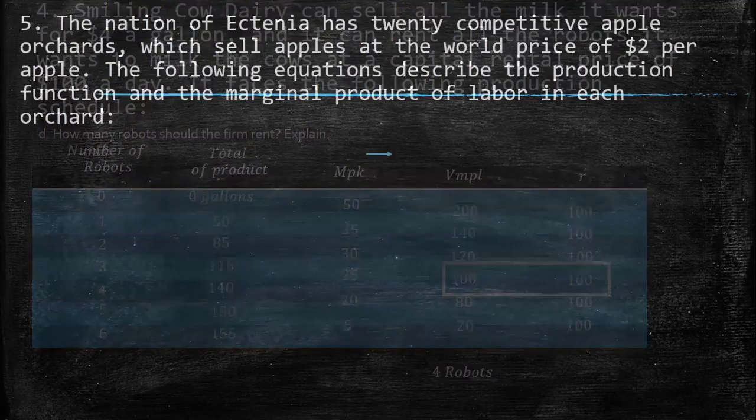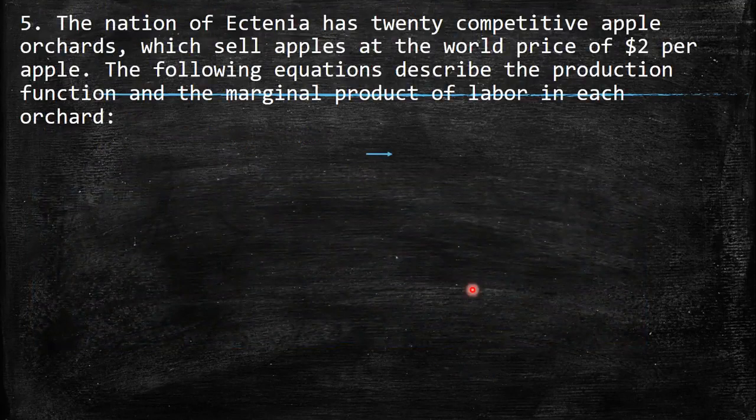Okay. Then the nation of Ectenia has 20 competitive apple orchards, which sell apples at the world price of $2 per apple. The following equations describe the production function and the marginal product of labor in each orchard. So first, we have here Q. In the book, we have an uppercase, but I just put here a label as a lowercase because this is the orchard.